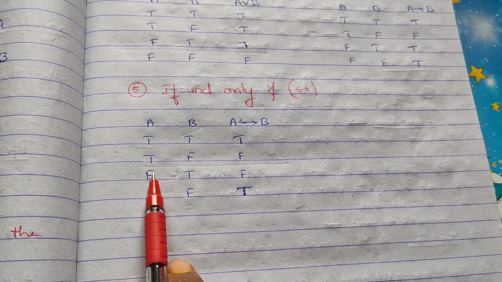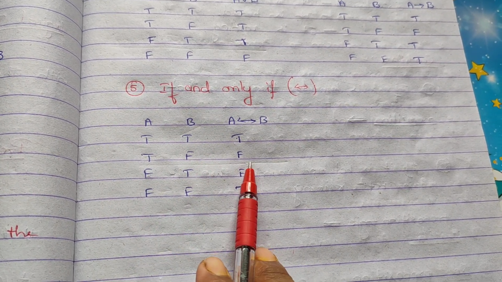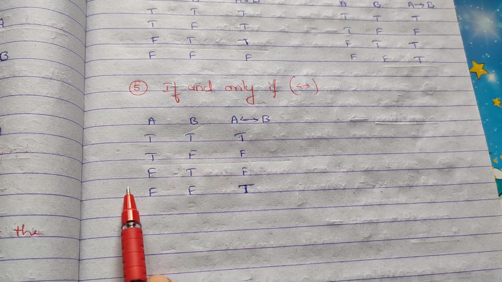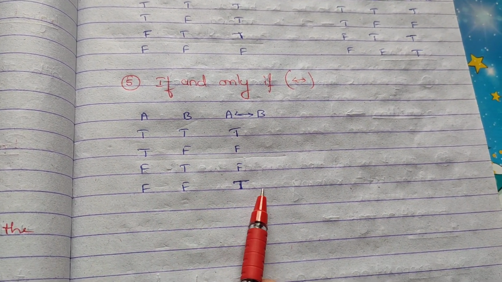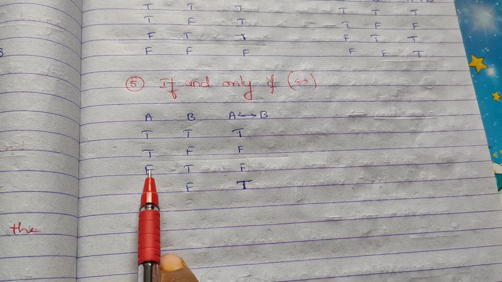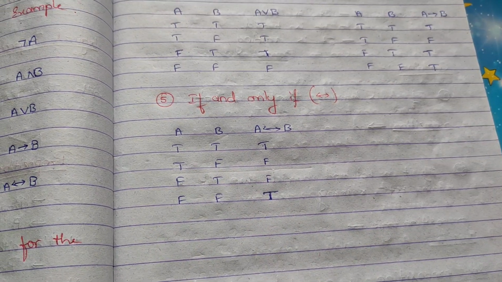Next is the if and only if condition. If any one of the inputs is false, the output will be false. If only one of the inputs is false. See, here two are false, so it is not false. So here, if any one of the inputs is false, the output will be false. That is if and only if.